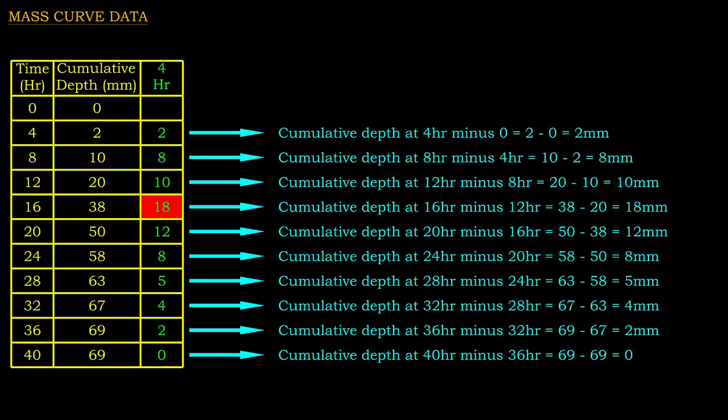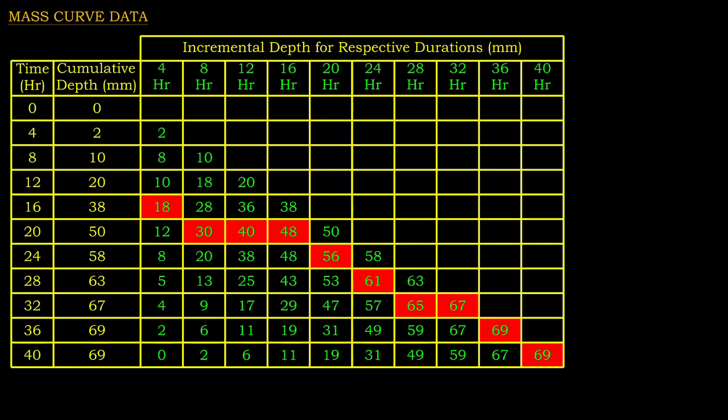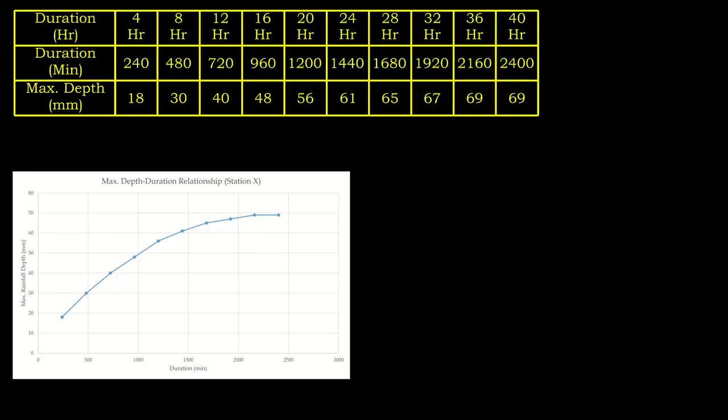Among the incremental depth values, we will highlight the maximum one, namely 80 mm. We will deal with it afterwards. The process is repeated for the remaining time steps. At this point, we have successfully obtained the maximum depth for each of these time steps. Now, let's move the highlighted maximum rainfall depths with their corresponding time steps to another table for a clearer view. At this point, we also plot the maximum depth duration curve using the data we have now.